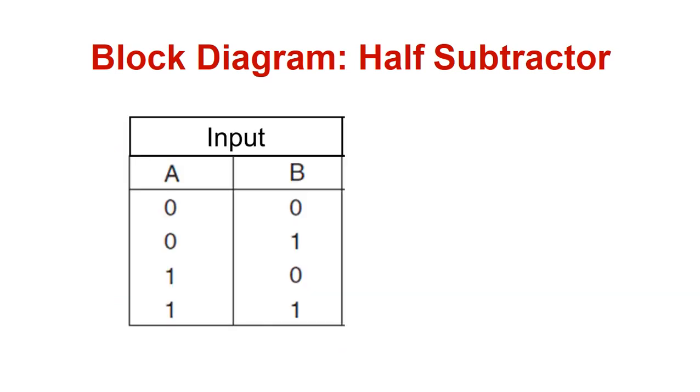Now let us move towards understanding the further inside of the half subtractor. So we concentrate on the truth table of the half subtractor. As we have seen, there are two inputs A and B, and both are binary inputs. So each input will take one binary bit. Therefore we have four combinations, that is 0 0, 0 1, 1 0 and 1 1.